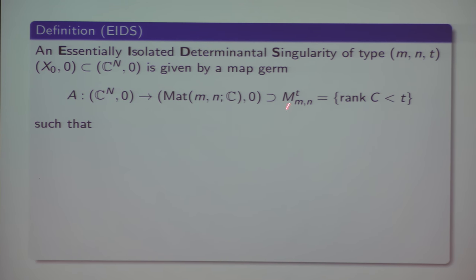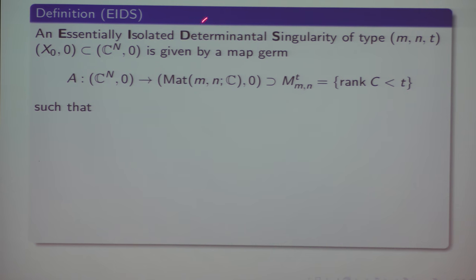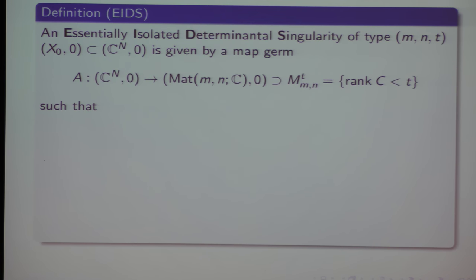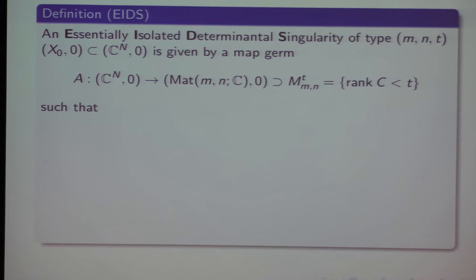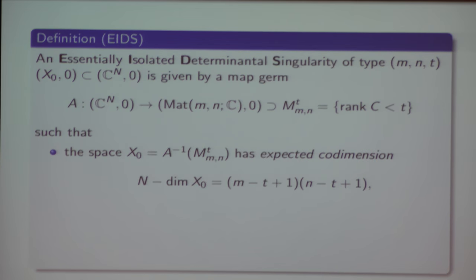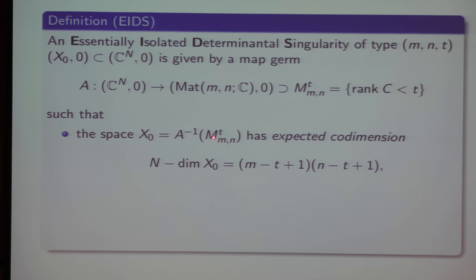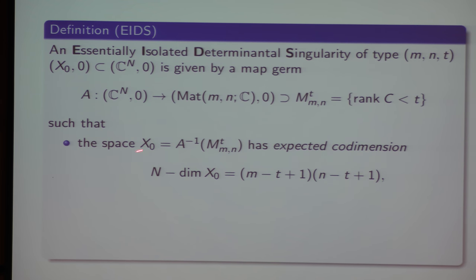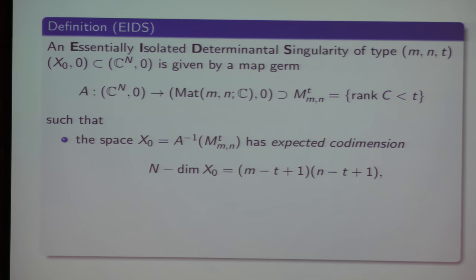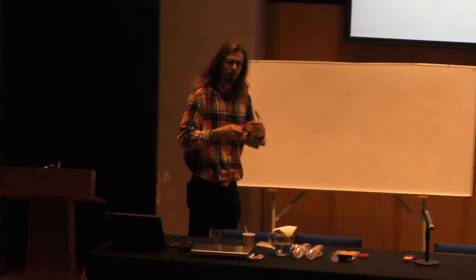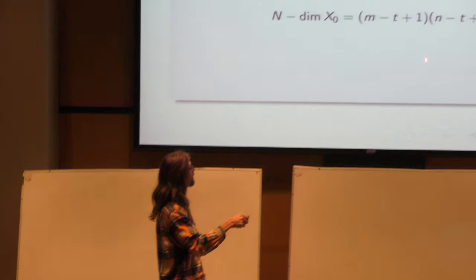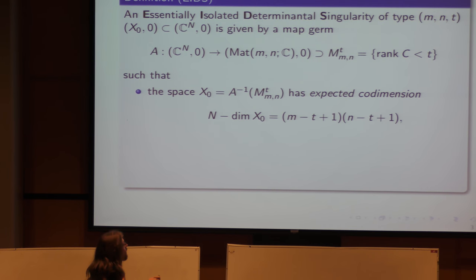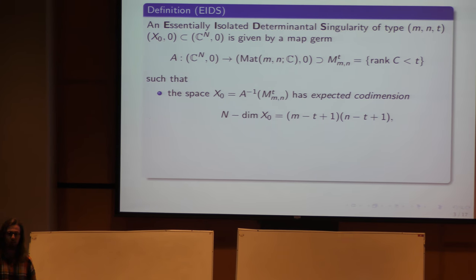There you also already see the three numbers. Every essentially isolated determinantal singularity has a type, M, N and t, and it's exactly these three numbers you see appearing here: M by N matrices and rank less than t. Then there are certain conditions very parallel to the ICIS case. We consider now not the preimage of zero, but the preimage of this generic determinantal variety. This is the geometric space, the singularity as a geometric object. And we have the same condition to have expected codimension. The codimension of the generic determinantal variety is easily computed to be this, and this should be the codimension of the singularity as a geometric object.